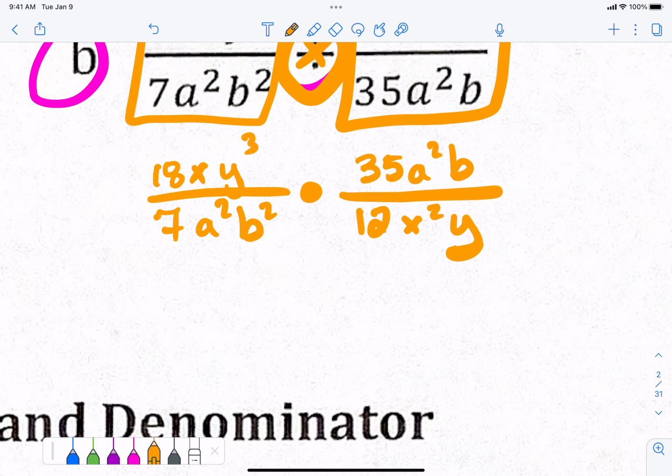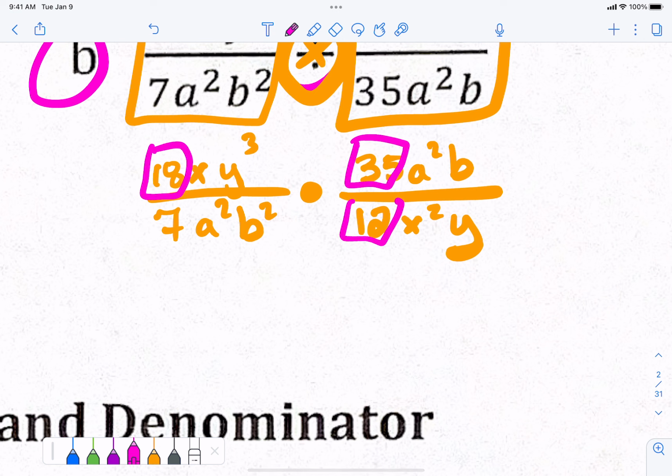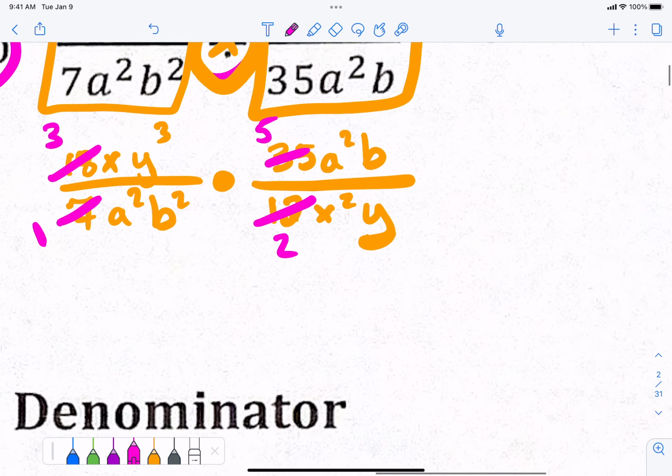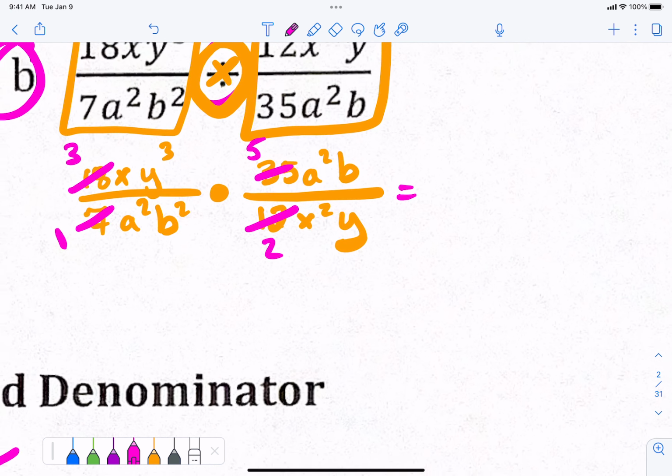All right, now, step number one we said was reduce the numbers. So I'm looking at the numbers 18 and 35 and 12 and 7, okay? What can you reduce? 6. 18 and 12, if we're dividing by 6, that is 3 and 2, right? What about 7 and 35? If we divide by 7, this is 1 and 5. Anything else that can be reduced? All right, let's clean it up.